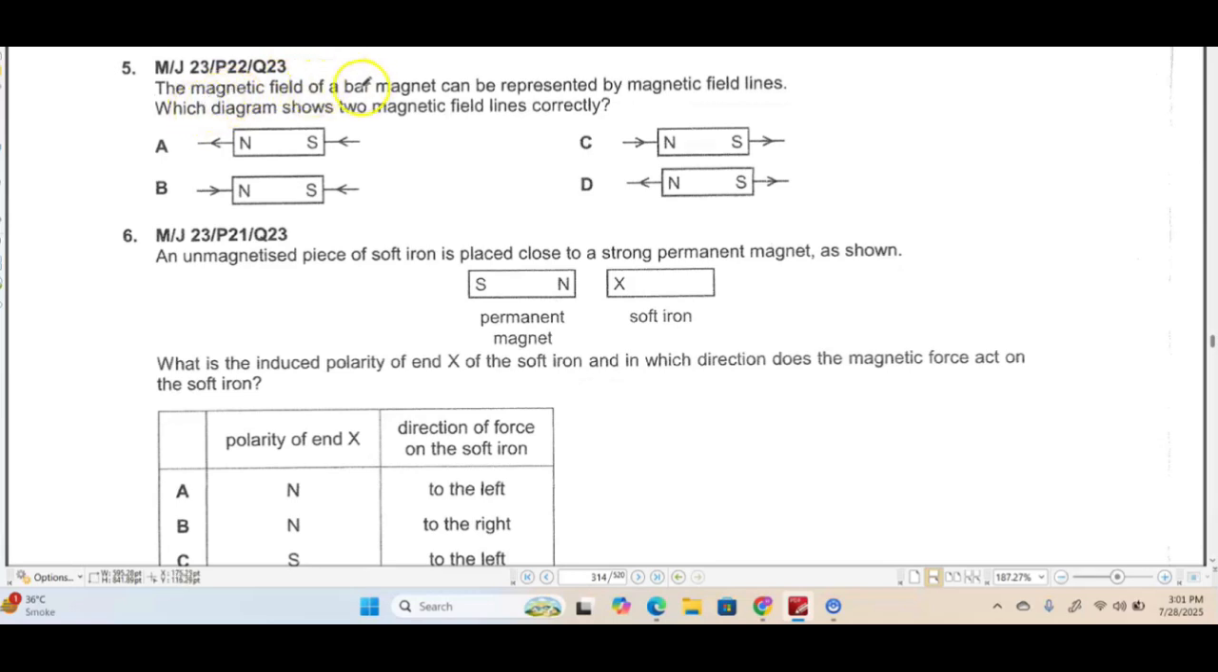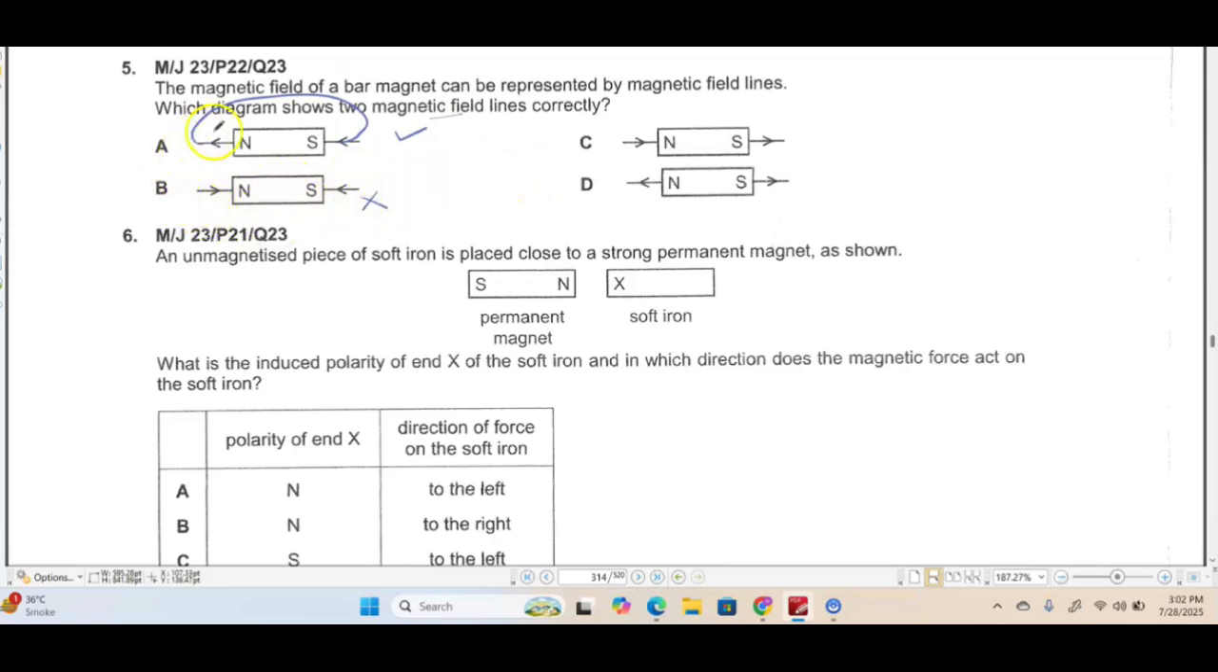Question number 5. The magnetic field of a bar magnet can be represented by magnetic field lines. Which diagram shows two magnetic field lines correctly? The magnetic field lines start from north and go towards south. So this seems to be correct. It's not this way, obviously. So this is not correct.